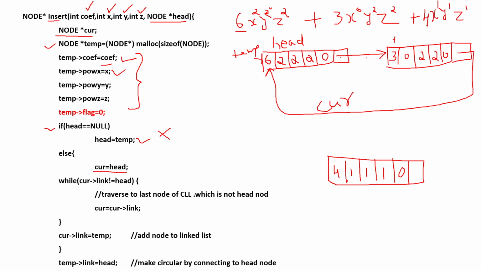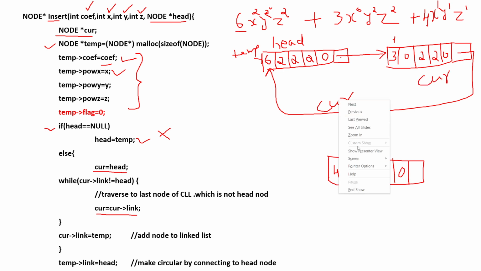Okay. Then if it is not head, then what to do? Advance by one step. Current equal to current link. This is now current. This is a new current. Current node is advanced by one step.